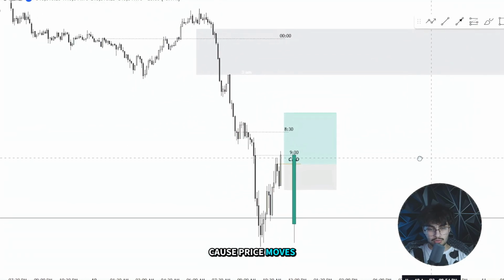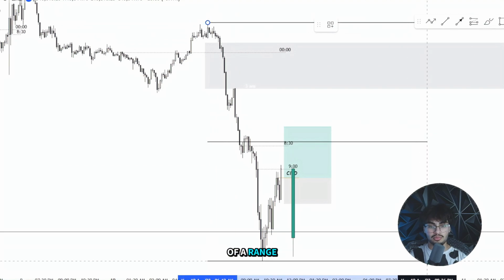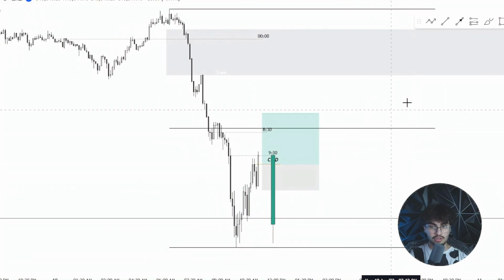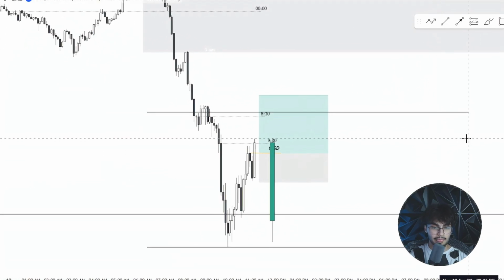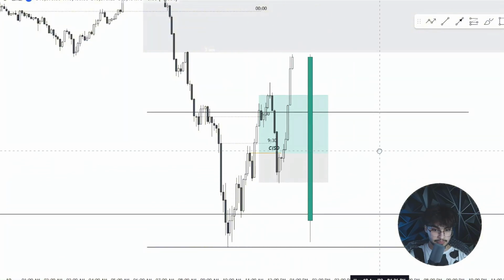Because price moves in many ways. Either price moves into an internal range of liquidity or an external range of liquidity, or it goes into the equilibrium of a range and it just wants to rebalance a range. So that's like two reasons why price moves. So let's see if we get tapped in here. Unfortunately, we don't get tapped in.